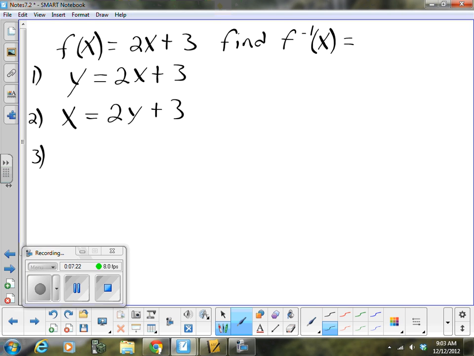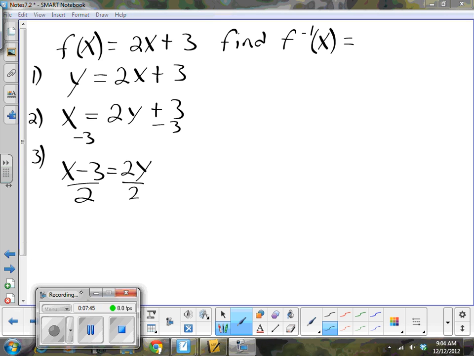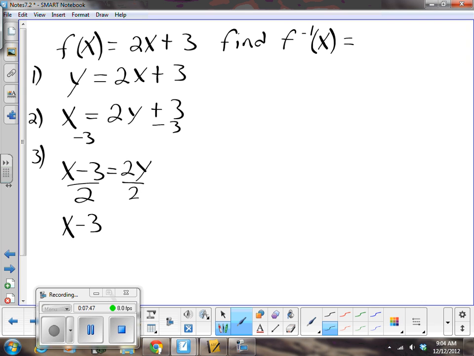What does that mean we have to do? Minus 3 from both sides. Okay? And then the very last thing to do to solve this, divide by 2. Divide by 2. So your formula then would be x minus 3 over 2 equals y.